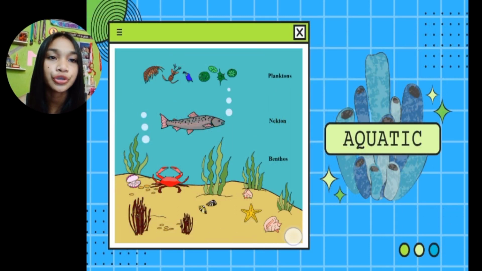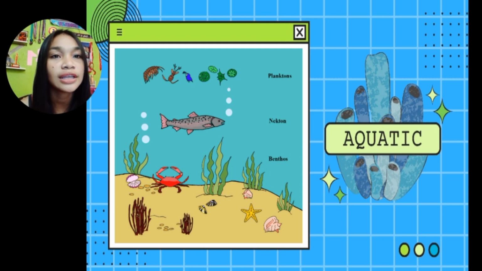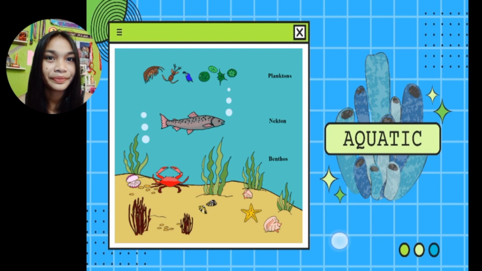This will be the illustration of how we can determine the three main groups of aquatic organisms. The first one, we have the plankton, the nekton, and the benthos of aquatic organisms.